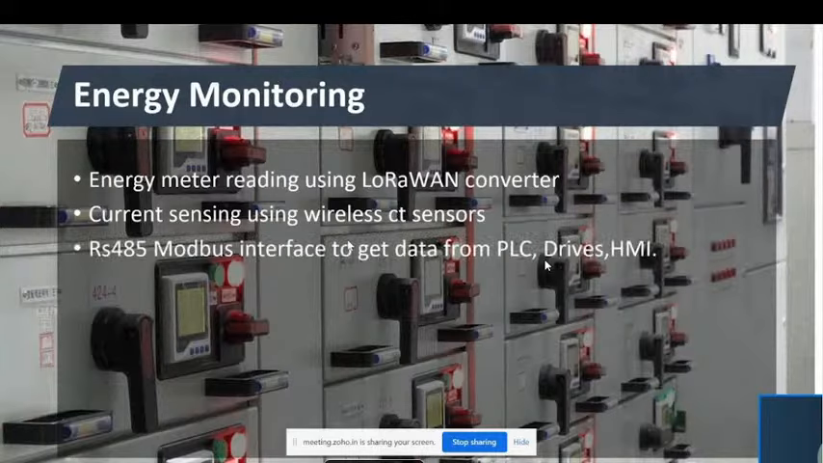RS485 Modbus interface, we can get data from PLCs, drives, HMIs, panel meters. These are the connectivity options from where we can get data.